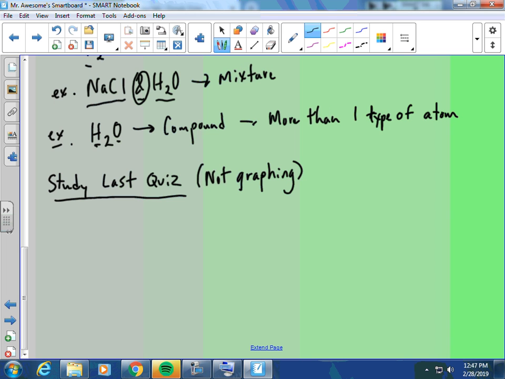The graphing, there were still some problems with scale, still some problems trying to determine slope. Slope being the relationship between the two variables. But if you've got your last quiz, go ahead and go to the second page.